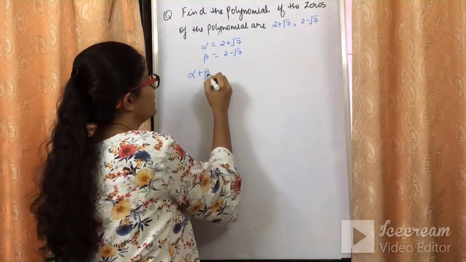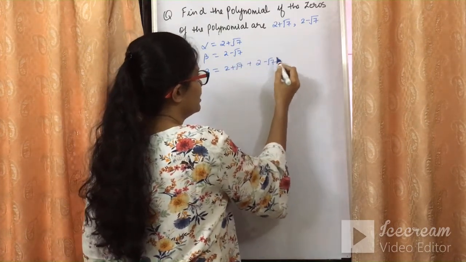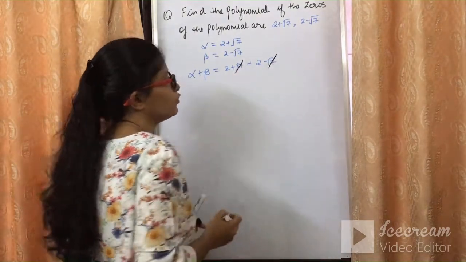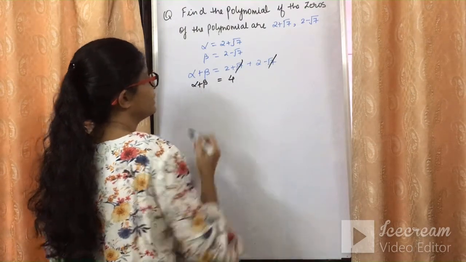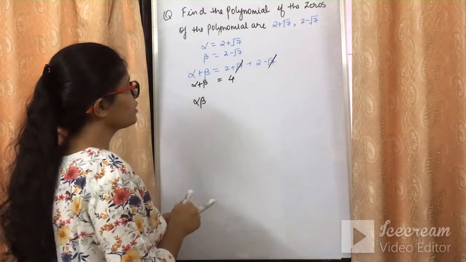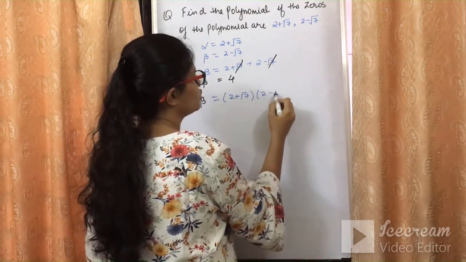तो अल्फा plus बीटा is nothing but 2 plus root 7 plus 2 minus root 7. Can we say that root 7 and root 7 get cancelled out? This is positive root 7, this is negative root 7. So 2 plus 2 will be 4. So alpha plus beta, sum कितना आ गया, 4. What would be the product? Alpha beta क्या होगा? Alpha beta would be 2 plus root 7 into 2 minus root 7.